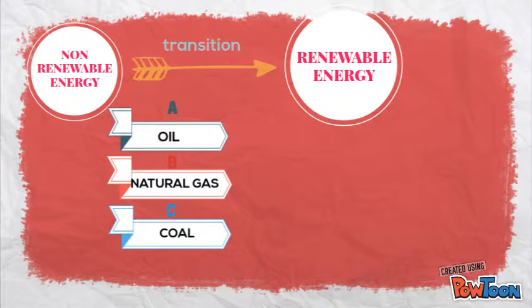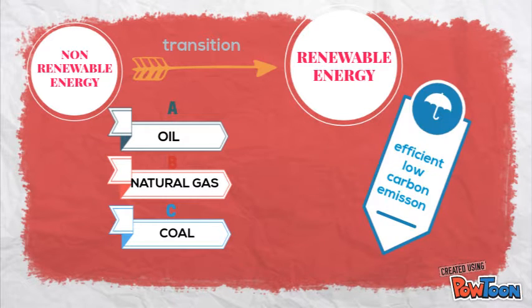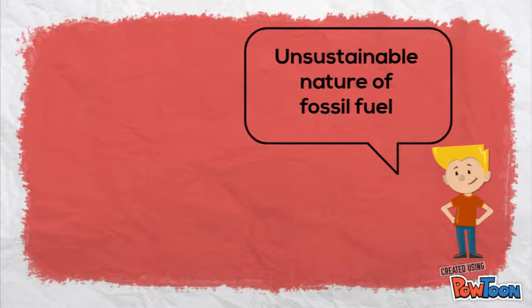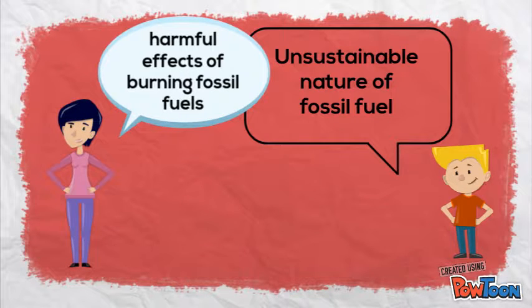The term energy transition refers to the shift from current energy production and consumption methods to more efficient, low-carbon emission methods. So why do we need to speed up energy transition? The two primary reasons for the world to switch to a new energy production and consumption system are the unsustainable nature of fossil fuel and the harmful effect of burning this fossil fuel.